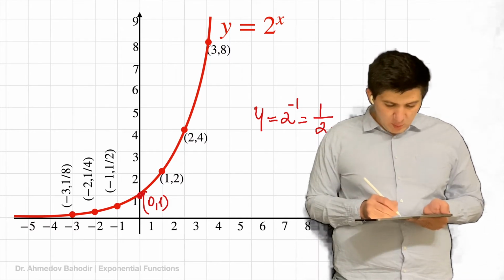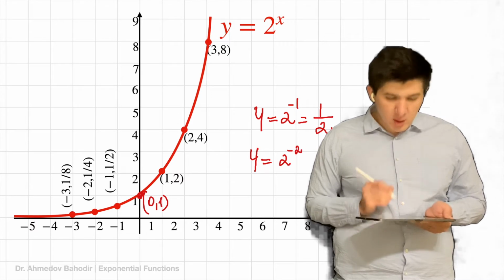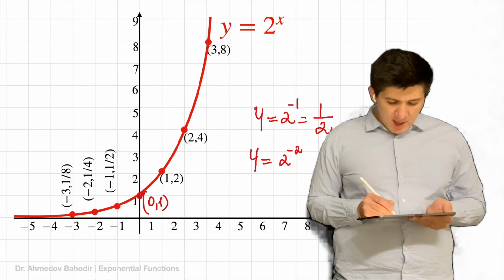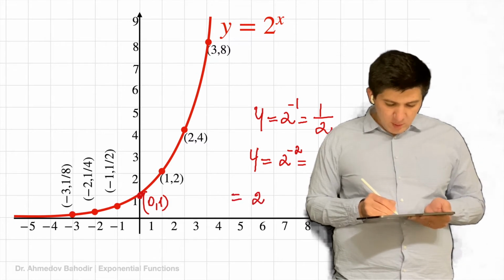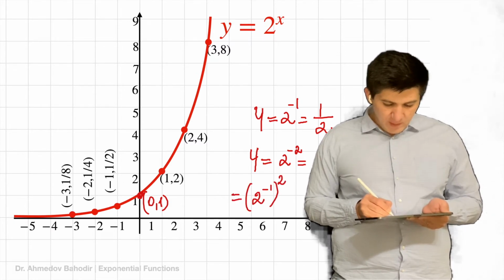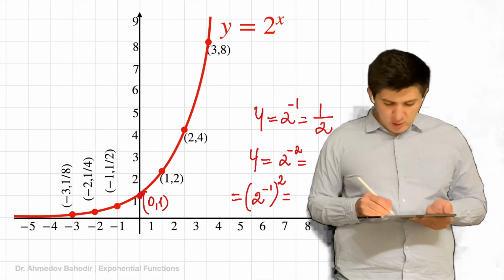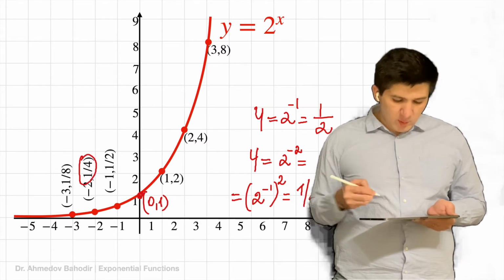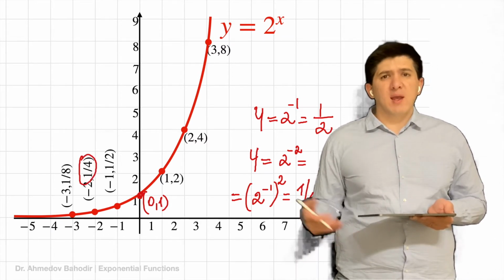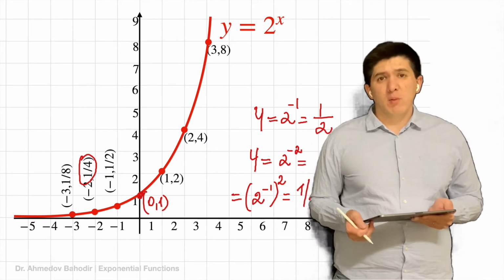For example, when x is equal to minus 2, it's going to be 2 to the power of minus 2. And we can write this as 2 to the power of minus 1, to the power of 2. We know that 2 to the power of minus 1 is 1 over 2, and 1 over 2 squared is going to be 1 over 4, which we have here. When x is equal to minus 3, we can again calculate this as 1 over 2 to the power of 3, which is going to be 1 over 8.